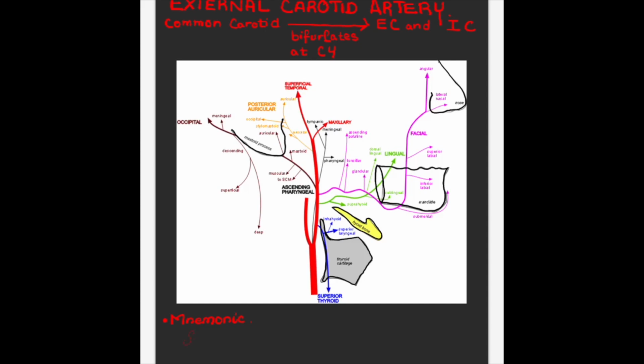It remains within the carotid sheath. However, the external carotid artery eventually pierces through the carotid sheath and gives off its branches, whereas the internal carotid artery continues to ascend within the carotid sheath. And this occurs in an anatomical region called the carotid triangle.